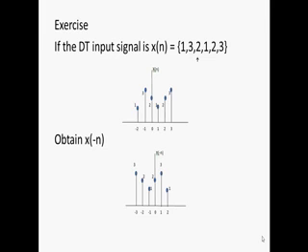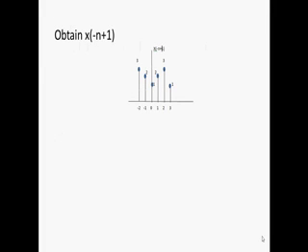Now in this time reverse, obtain your x of minus n plus 1. So in x of minus n plus 1, your k value is plus 1. So the starting time period of x of minus n is minus 3. So minus 3 plus 1 becomes minus 2. From minus 2, 6 values. So minus 2 to 3 is your signal.